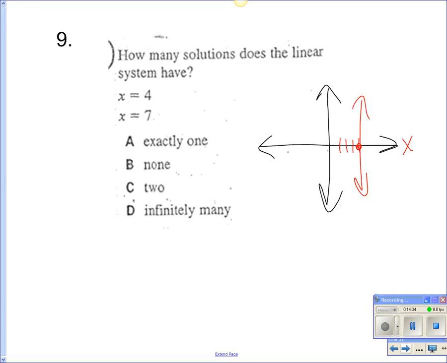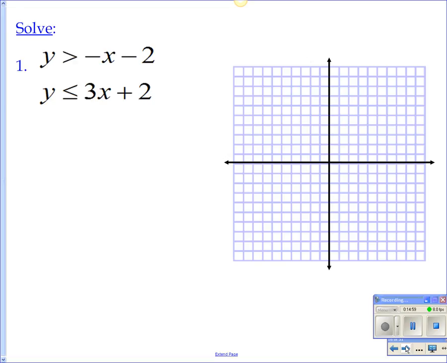Megan, how do you do x equals 7? Okay, keep going over. And what kind of line? Very good. Raymond, how many solutions does that one have? None. Questions? Okay. All right.